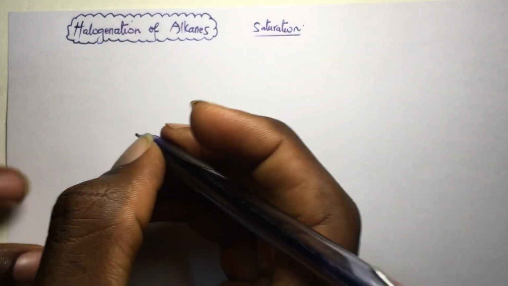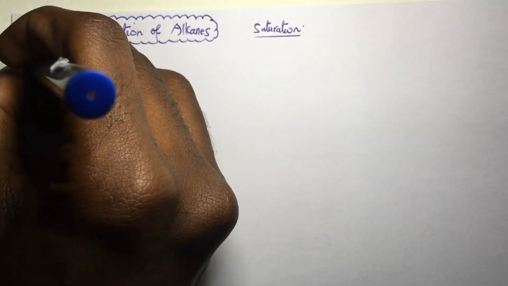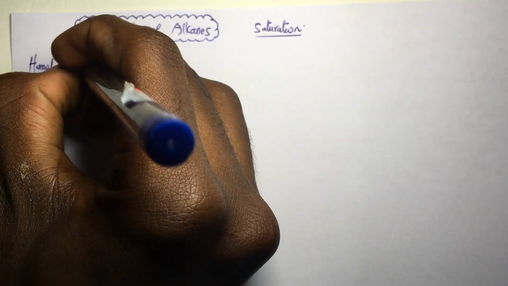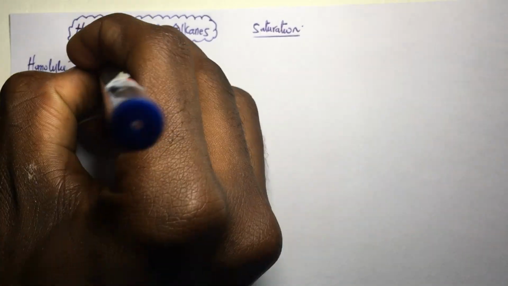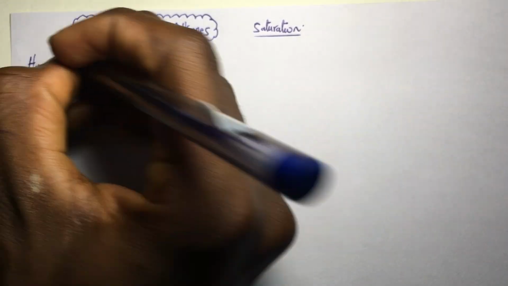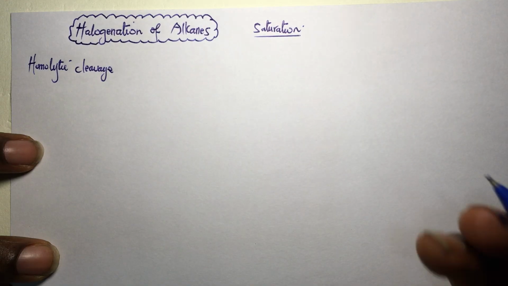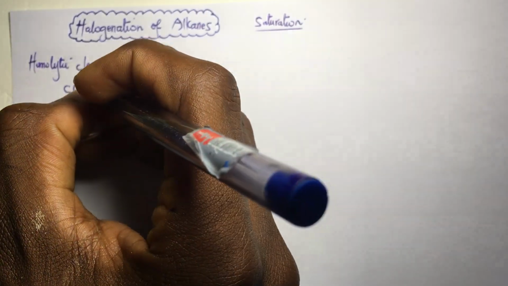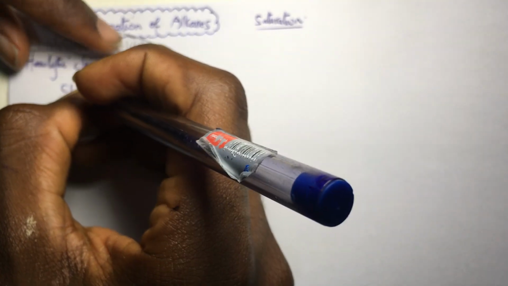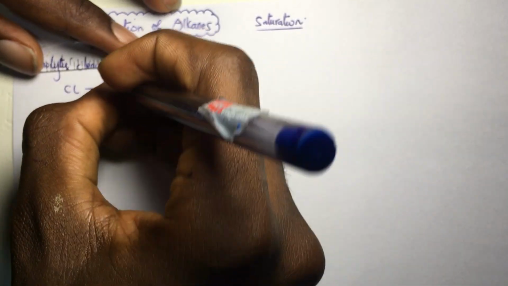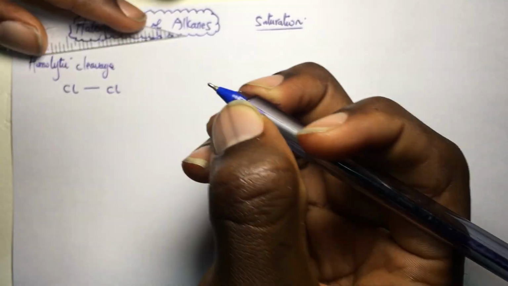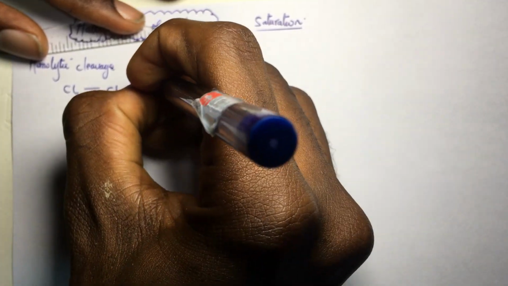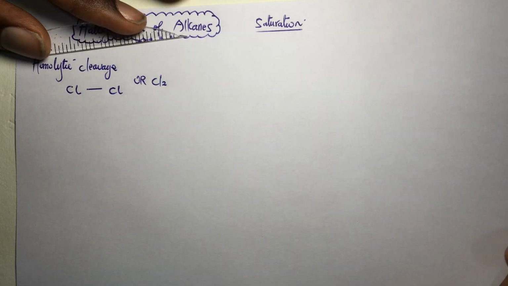We have homolytic cleavage, and usually this type of cleavage occurs in molecules that have the same electronegativity. For instance, if I have chlorine, because I'm doing halogenation, let me use the halogens to make things simple. A chlorine molecule, which is Cl-Cl, or the same thing as Cl2. This is a chlorine molecule, right?